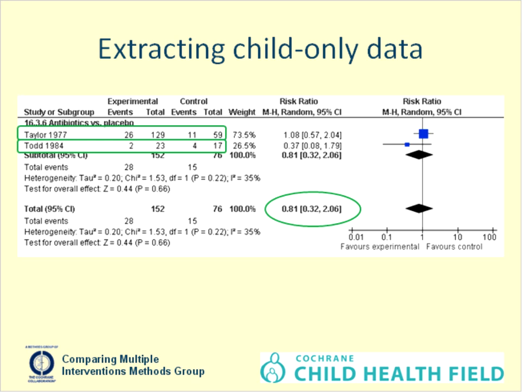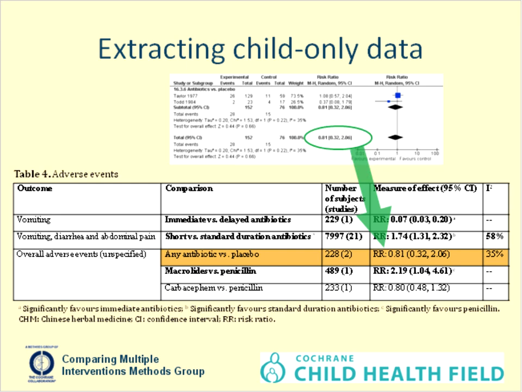Okay, so after re-extracting the child-only data, which is what I've done here using Review Manager, we end up with a point estimate of 0.81. And this value is the one that we want to include in our overview. And I'm going to show you right here the adverse events table that we included in our sore throat overview. And the outcome that we just extracted is highlighted in orange. So that's one example of how to extract data from only the population that you're interested in.